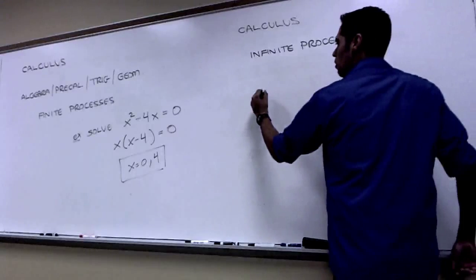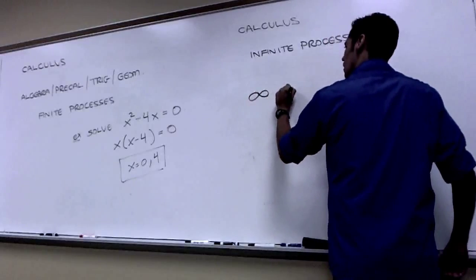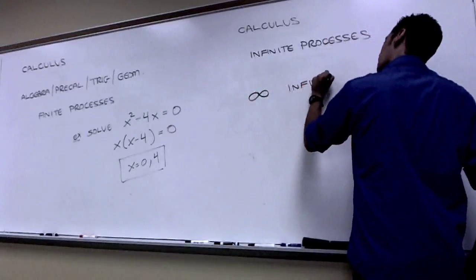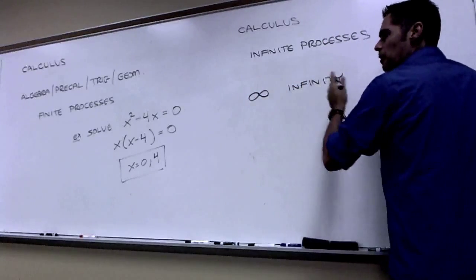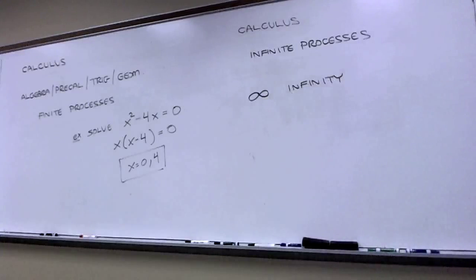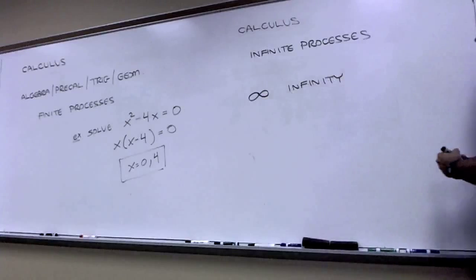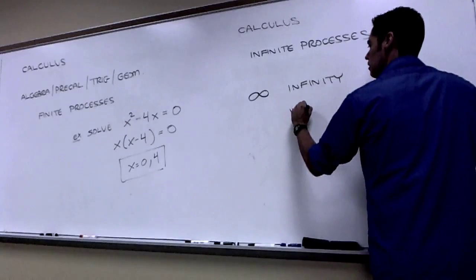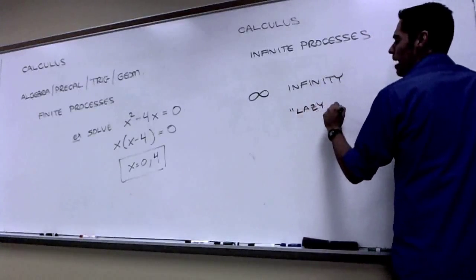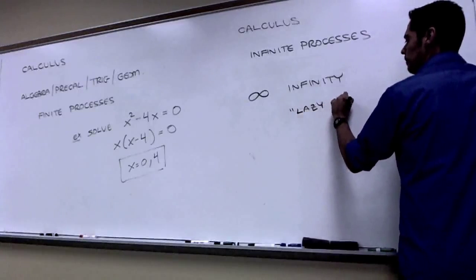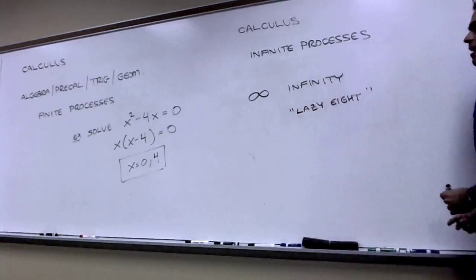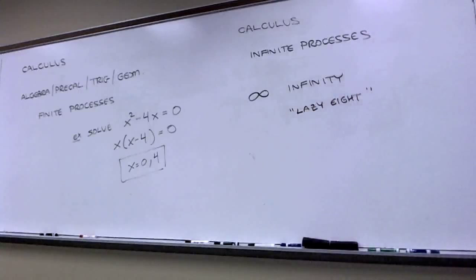We've all seen this before. This is the symbol for infinity. It looks like an 8 that's laying down, right? I've heard it called, like real math dorks will call it, a lazy eight, right? Sleeping. That's the infinity symbol. But what is infinity?